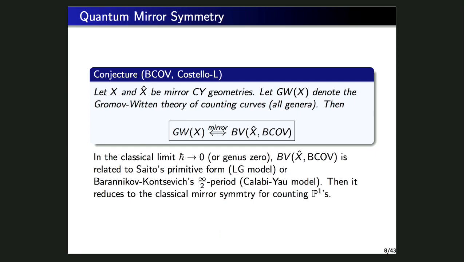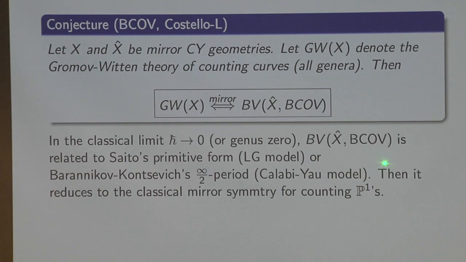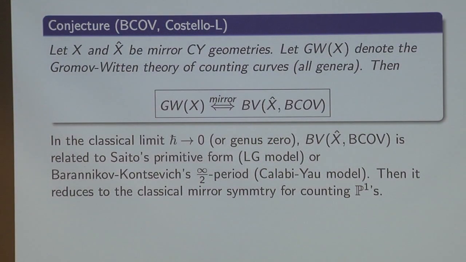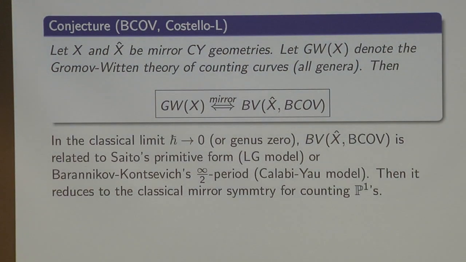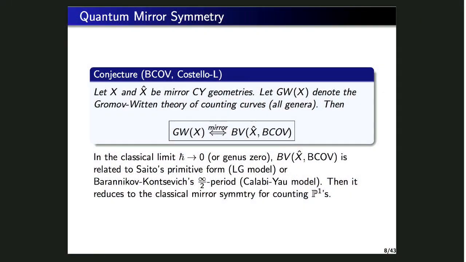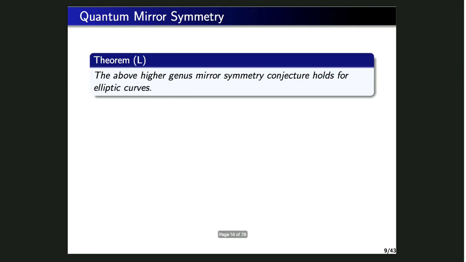And if you go to the classical limit, or this counting genus zero curve, this one turns out to be related to Saito's primitive form in the non-logarithm model, also called a Barannikov-Kontsevich semi-infinite period map for the Calabi-Yau models. And this mirror stuff just reduces to the classical mirror symmetry for counting rational curves. For example, you can show this mirror conjecture holds on elliptic curve. I'll give a brief account of this theorem later on.